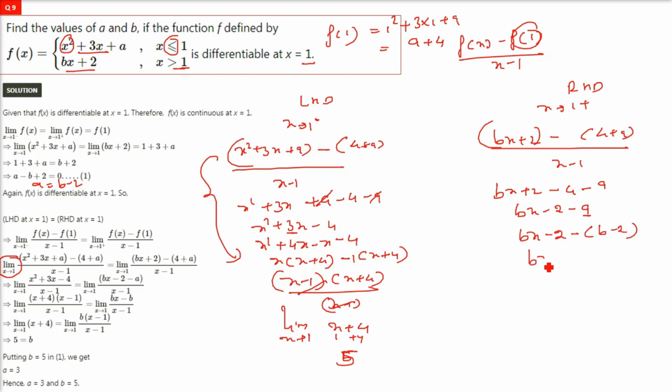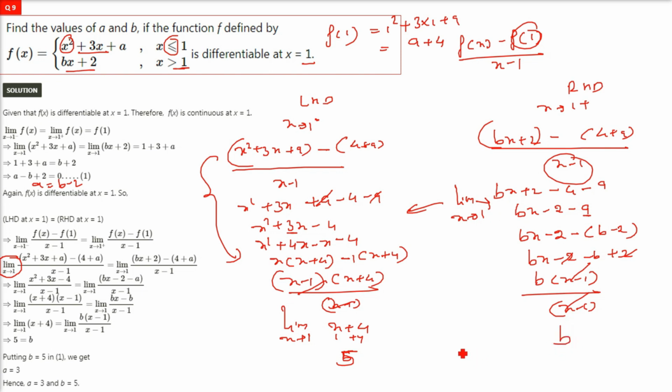So what do you get? Bx minus 2 minus b plus 2. The 2 gets cancelled. Now you can take b common from here. X minus 1 will be there. In the denominator you have x minus 1. Now you can just cancel. Please remember, limit x tends to 1 is always there. I'm just not writing it, but it is always there. Cancel these two out, you get b.